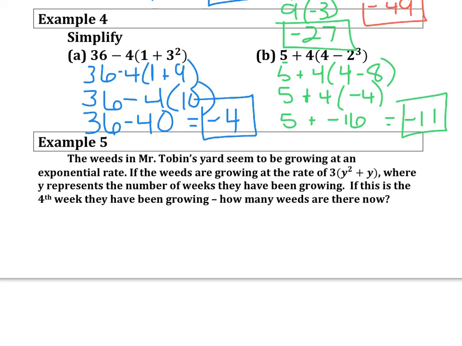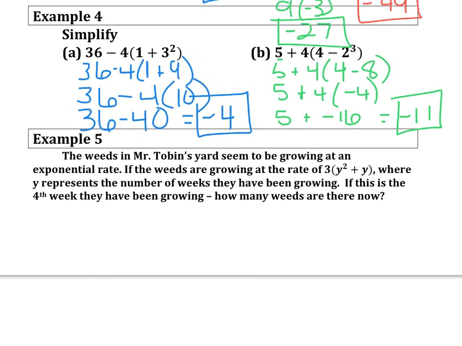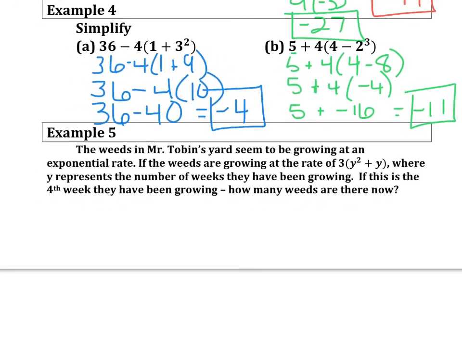In example 5, small word problem here. It says, the weeds in Mr. Tobin's yard seem to be growing at an exponential rate, terrifying. If the weeds are growing at the rate of 3 times the quantity y squared plus y, where y represents the number of weeks they have been growing, if this is the 4th week that they have been growing, how many weeds are there now?